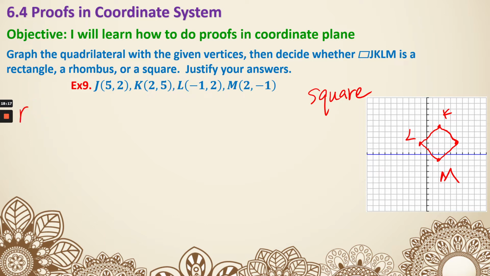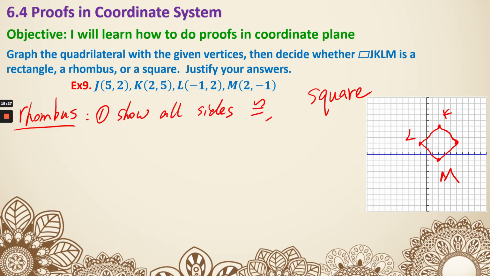If you want to show something is a rhombus, you need to show all sides congruent, but you also need to show no perpendicular. Because a square, that's the more specific one, then you need to show they are actually perpendicular. If you want to say it's just a rhombus, you also need to show they are not perpendicular. So this actually is very important.